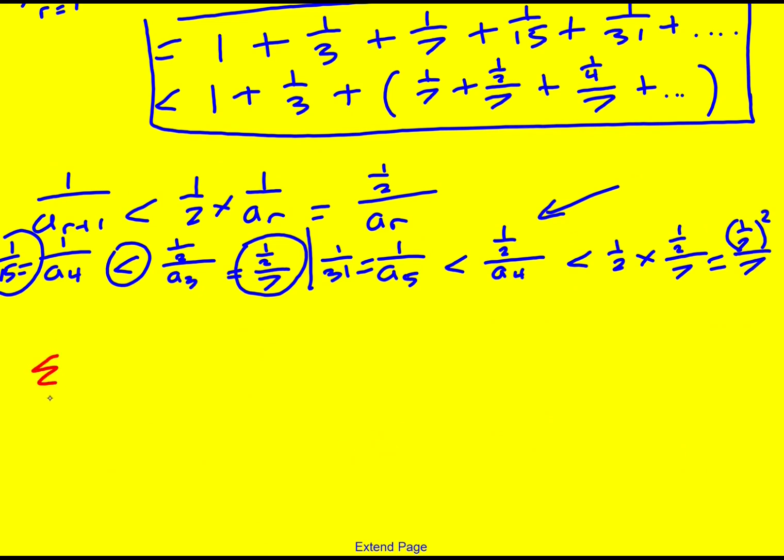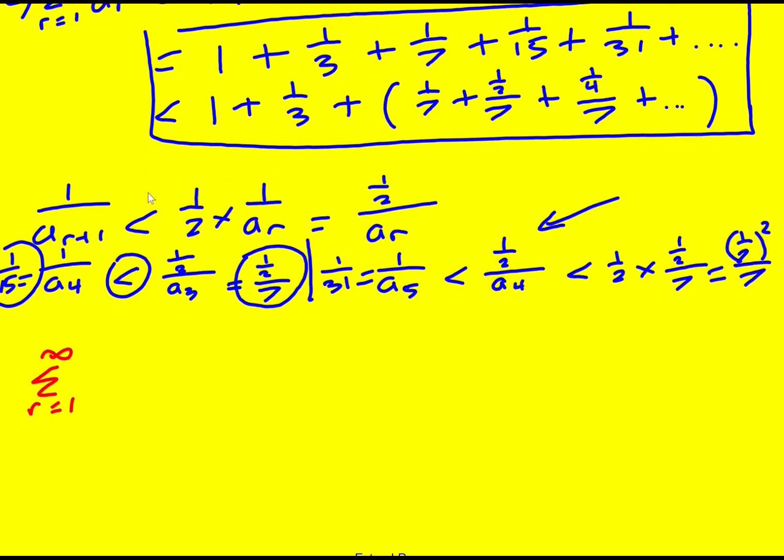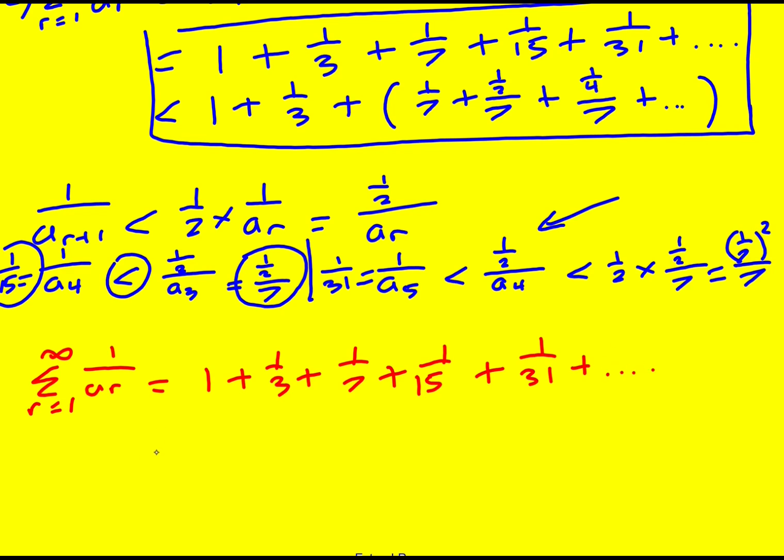So I wrote down the sum from r equals 1 to infinity, and I just want to point out that this here should have been infinity as well, because it is an infinite summation of 1 over A_r. Now remember, that is equal to 1 plus 1/3 plus 1 over 7, as shown before. Now, another way of writing it is to substitute in the nth term and write it as 1 over 2 to the r minus 1.